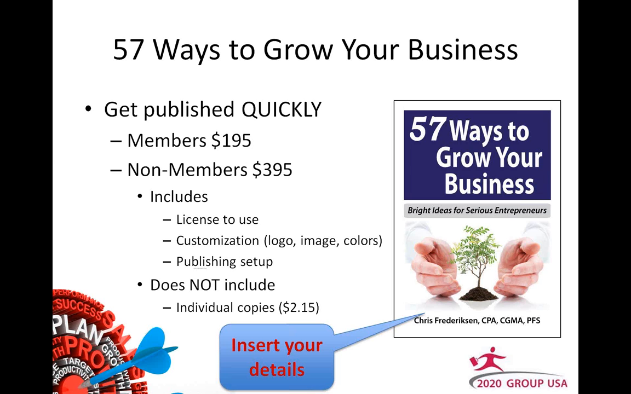So we can get that turned around. Once we've got all the files off you, we'll insert your firm, we'll insert your logo, change the colors if you want, change the title if you want. If you don't like all 57 ways, maybe 52 ways to grow your business. Whatever you want us to do, we can get that customized for you. And for members, the customization process is $195. For non-members, it's $395, and that includes the license to use it, the customization, and also the publishing setup.